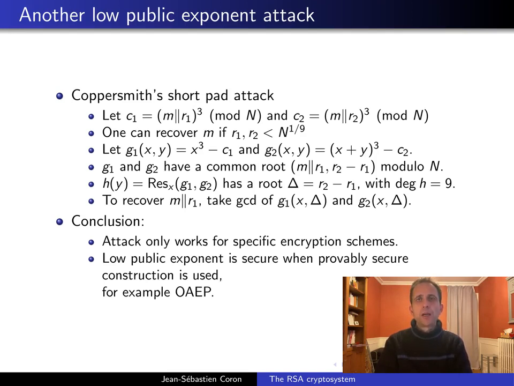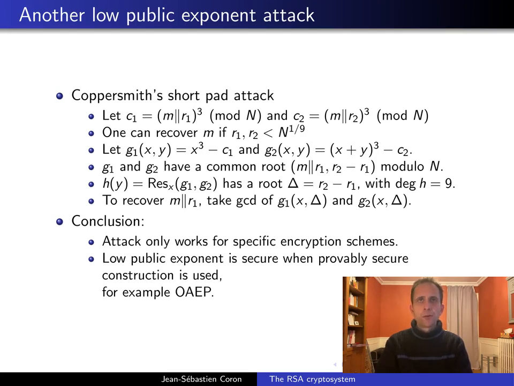Why? Because when we concatenate M and R1, for G1 we obtain (M||R1) cubed minus C1, and by definition this is 0, because C1 is the encryption of M||R1. And when we compute x plus y in G2, the random R1 gets replaced by R2, so we get (M||R2) cubed minus C2. And by definition this is also 0 modulo n. So we have these two polynomials G1 and G2 which have a common root.